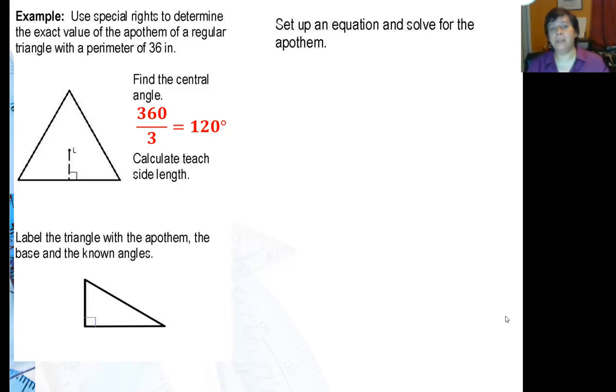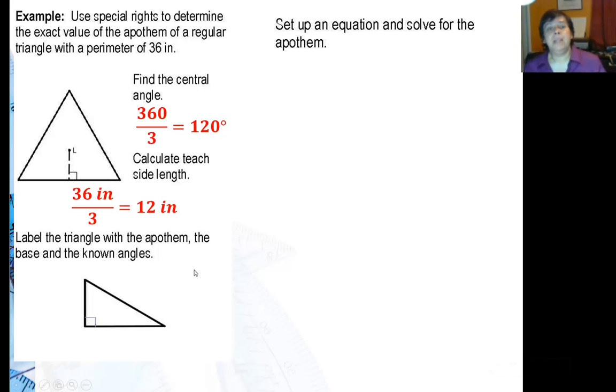Then I need to calculate each side length. It says teach, but it should be each. And I'm going to take that 36, how many sides are there? Divide by 3, and it's 12 inches. These two numbers are not really related. It's a coincidence because I picked a perimeter of 36 inches. If I had picked, say, 30 inches, this answer would be 10 inches. So there's no relationship there, really.